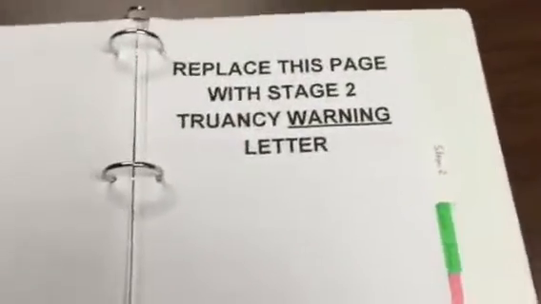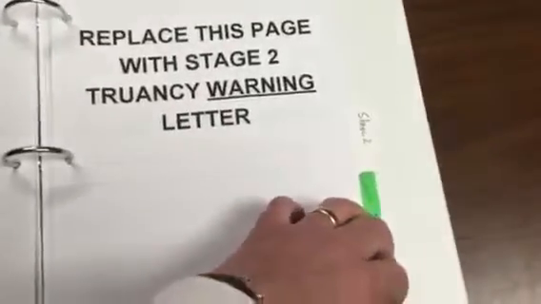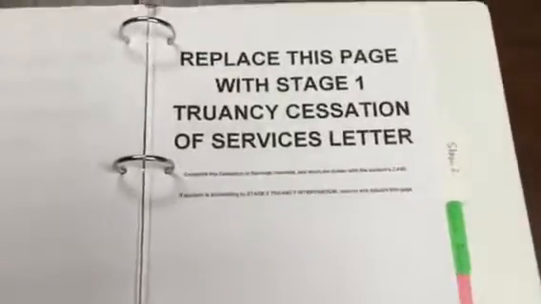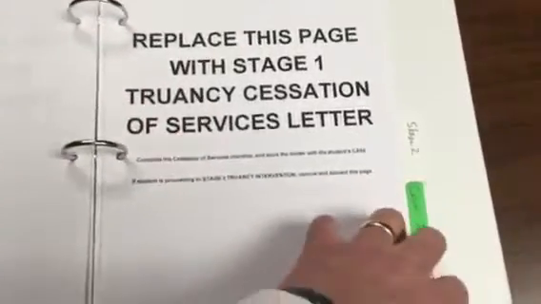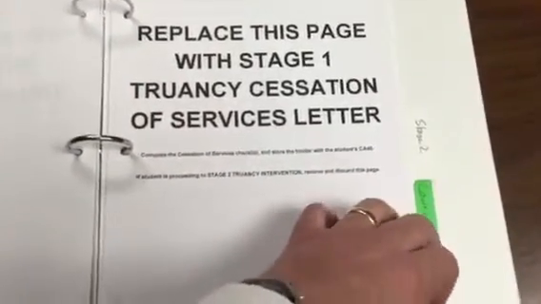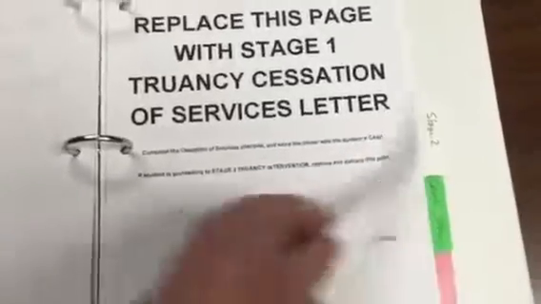If you have to warn them that they're going to stage 2, that letter goes here. If you're going to stop services because their attendance has improved, you pull this out and put that letter there. Or if you're going to stage 2, you just pull this out and throw it away. And then, depending on what you do, there are 2 checklists. The first checklist is to cease services. Make sure you've got all this. Sign it. Drop it in the CA60 just to keep you organized. Or you can throw that one away.